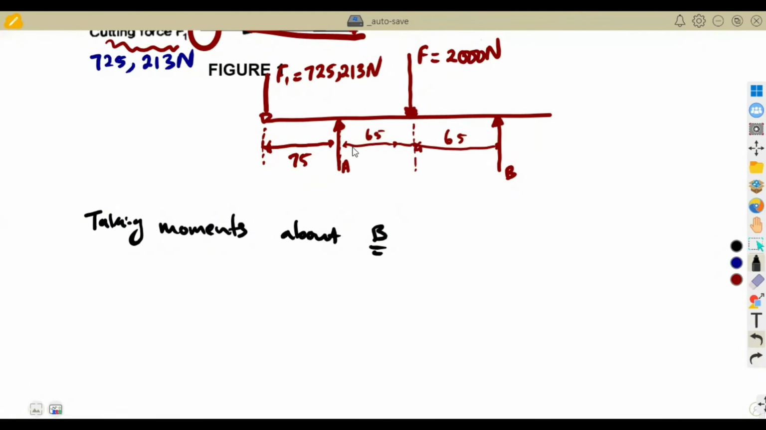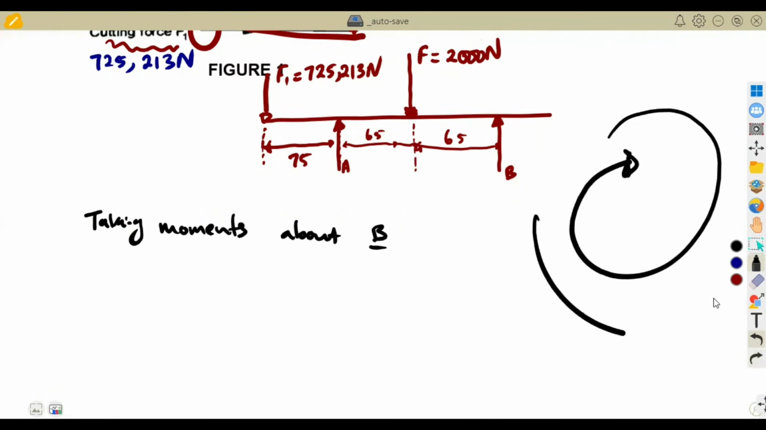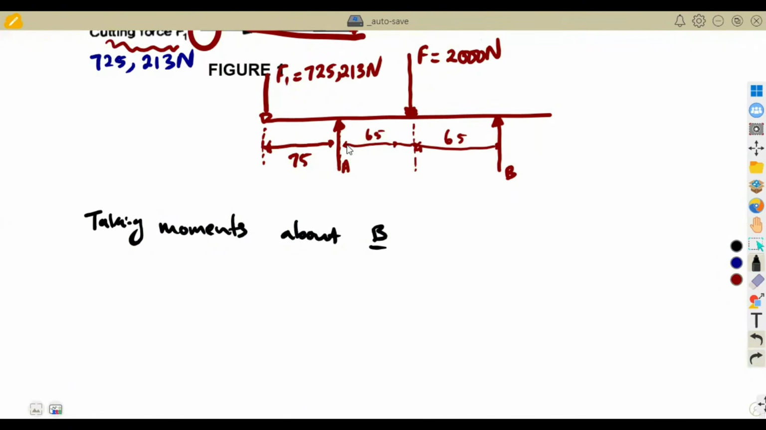So if we take moments about B, we are going to see that A, as it is moving back to B, it is moving this way. And what is that direction? That is the clockwise direction. And this is anti-clockwise. So A is moving in the clockwise direction. What about F back to B? F is moving this way, this force here back to B, anti-clockwise. What about this one back to B? It is also anti-clockwise. So this F1, as it is moving back to B, it is anti-clockwise.